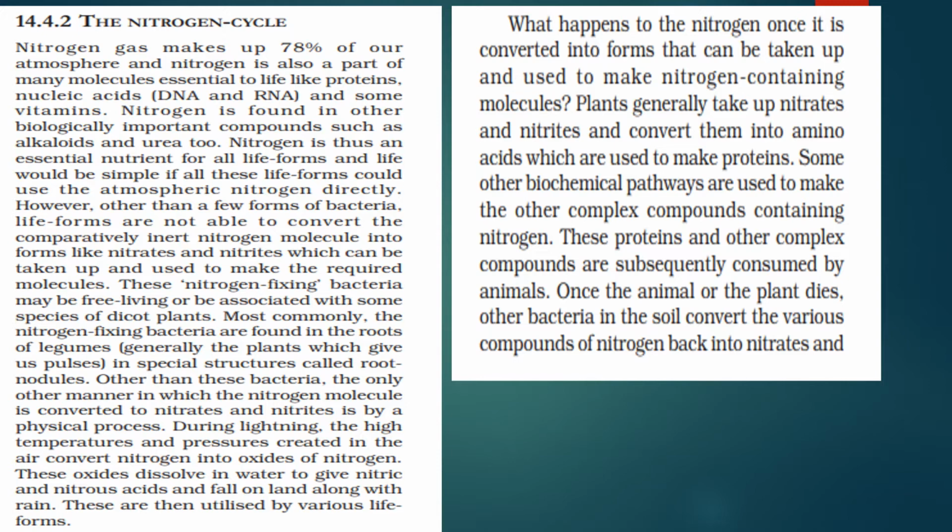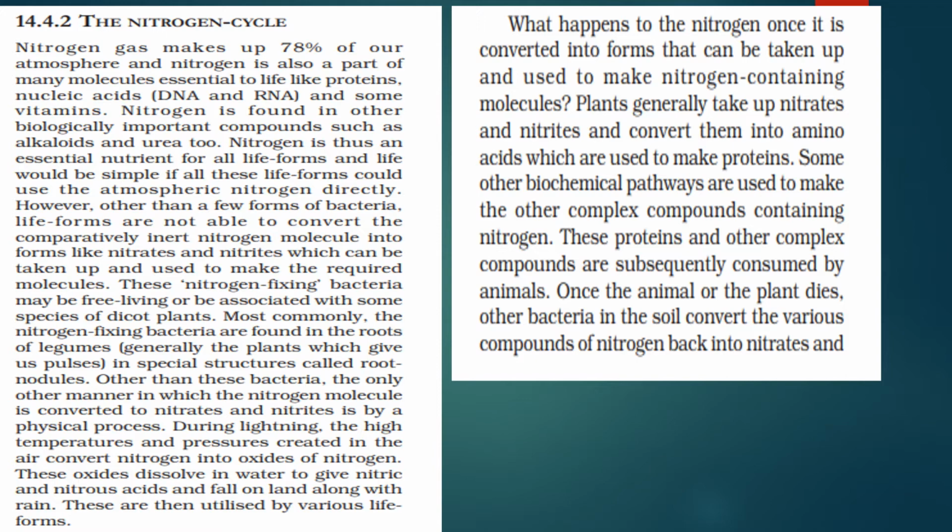So these are the two ways by which we can fix atmospheric nitrogen into usable form: one by rhizobium bacteria, another by natural phenomena like lightning. This is called nitrogen fixation. Nitrogen fixation is a very important part of the nitrogen cycle.